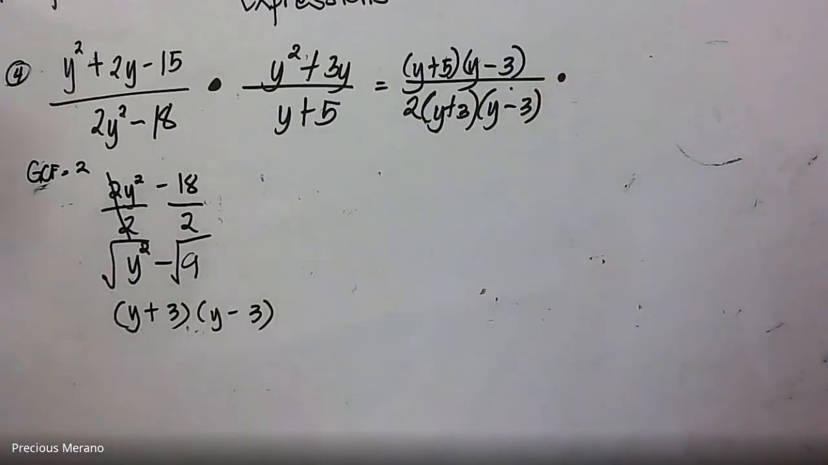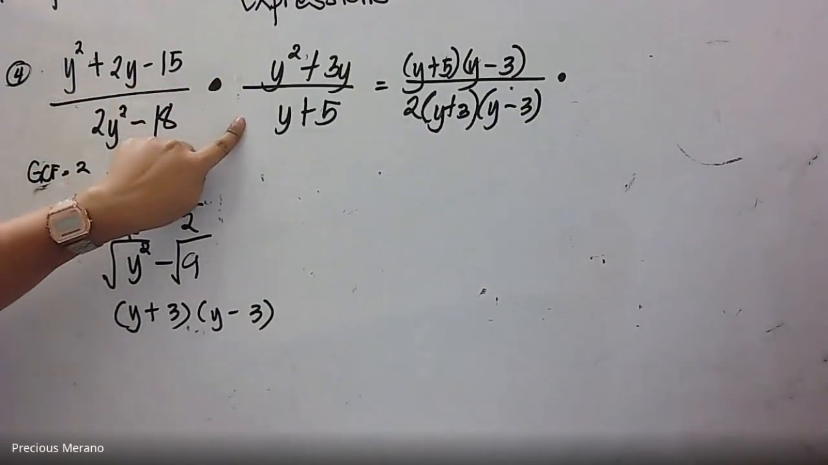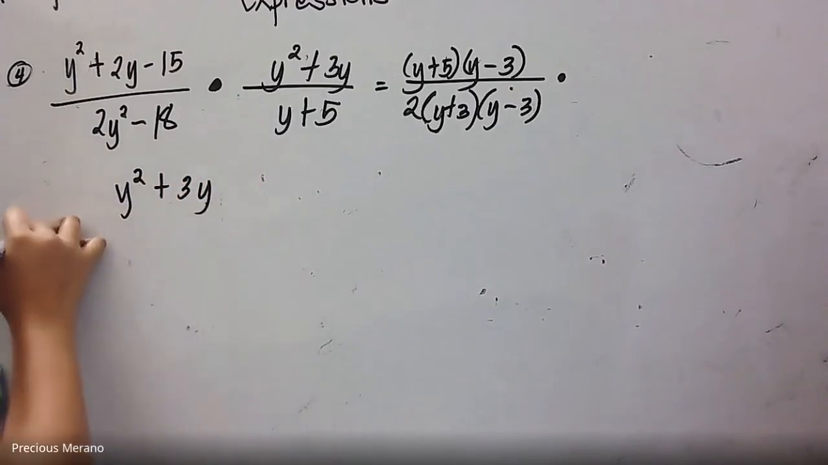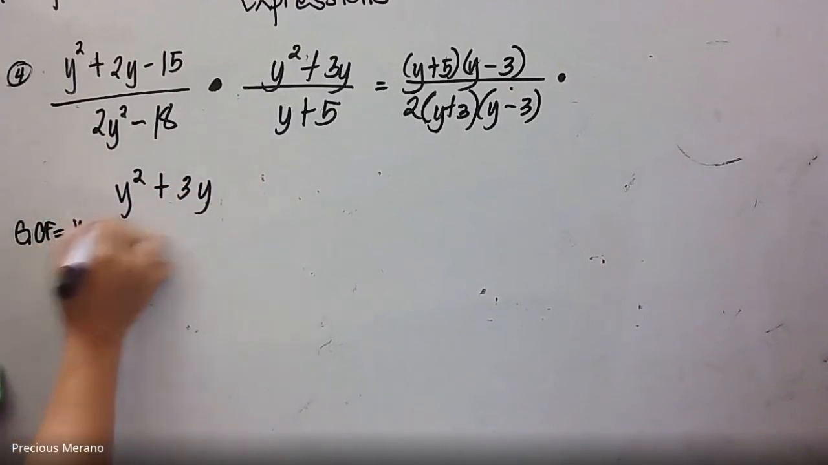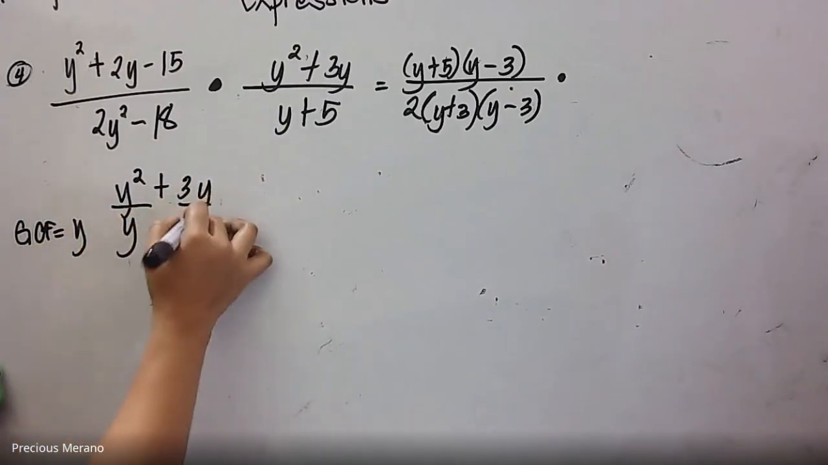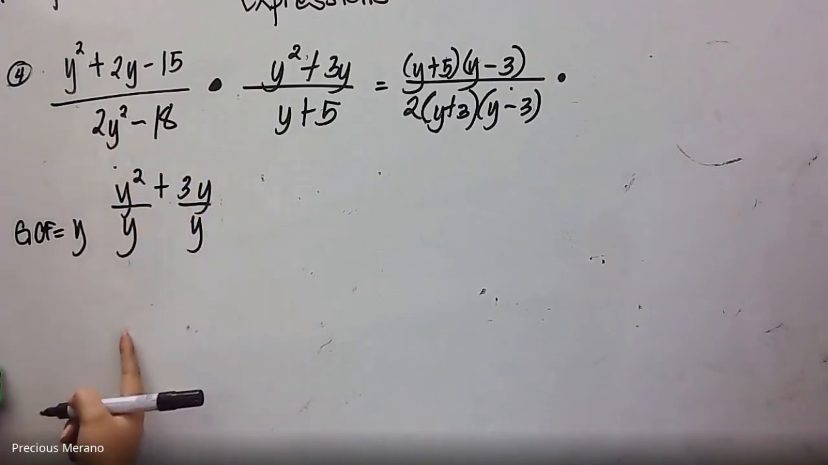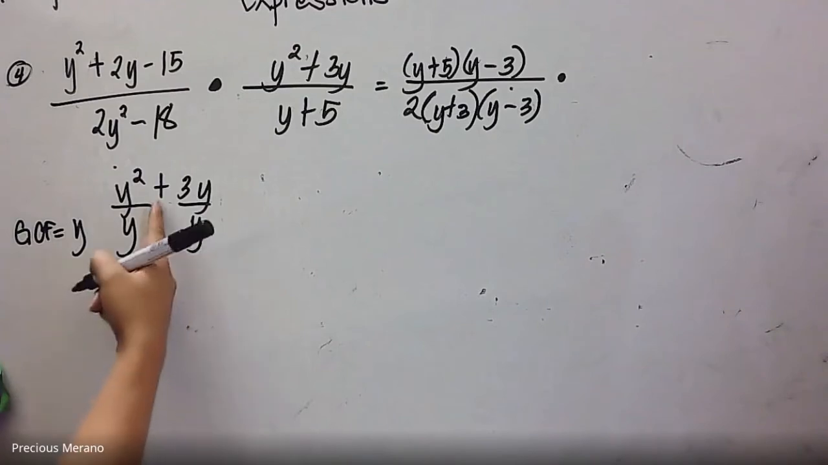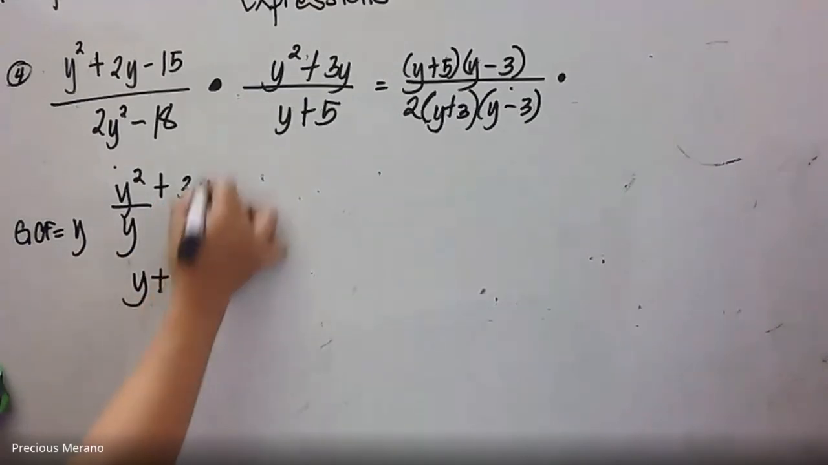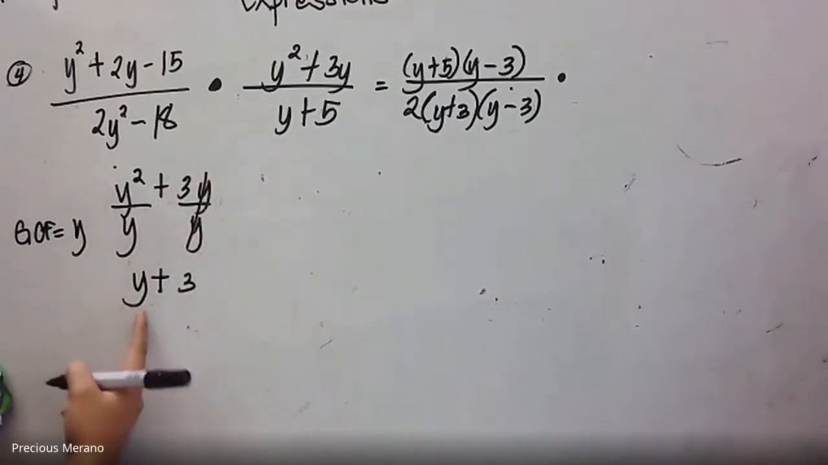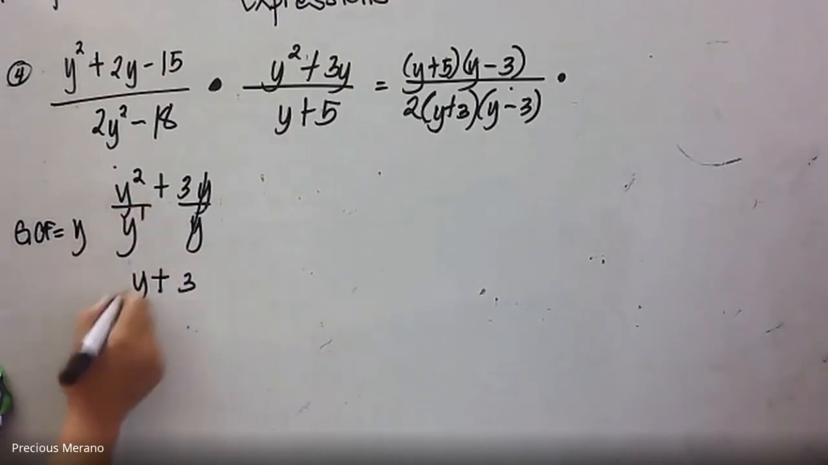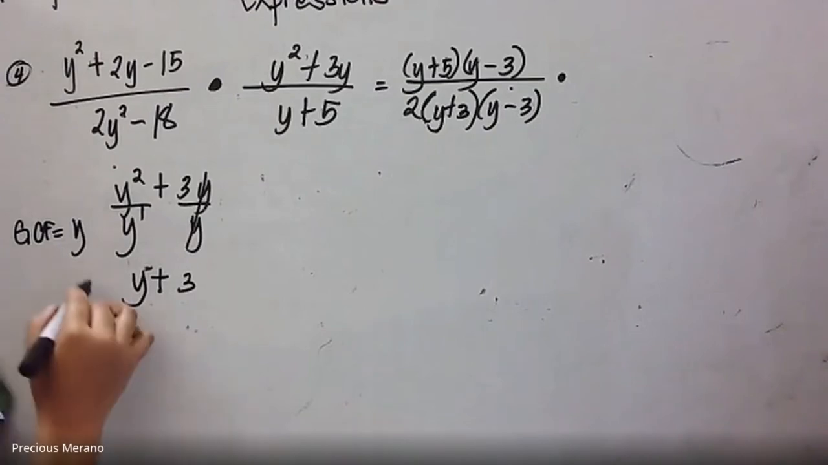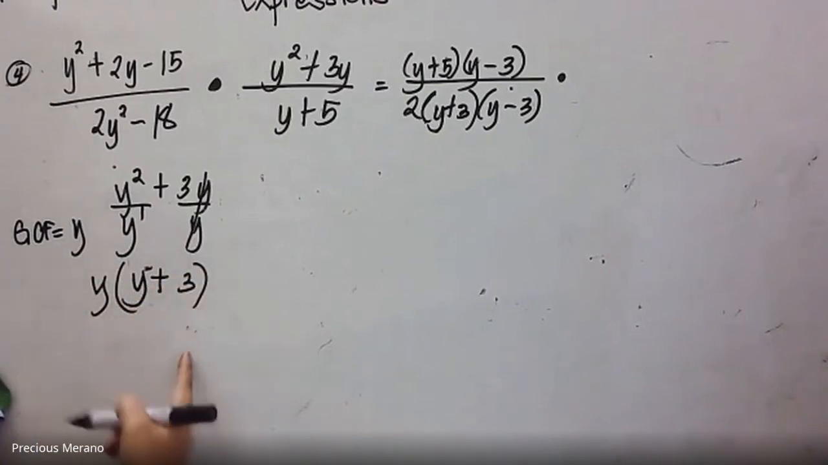Okay, doon na tayo sa second term. Factor natin si y squared plus 3y. Anong GCF nila? That is y. So, we are going to divide them both by y. So, y squared divided by y is y, and then 3 kasi cancel si y. Bakit naging y lang dito? 2 minus 1 is 1, or kahit wag na natin ilagay si 1. So, we have y times y plus 3.